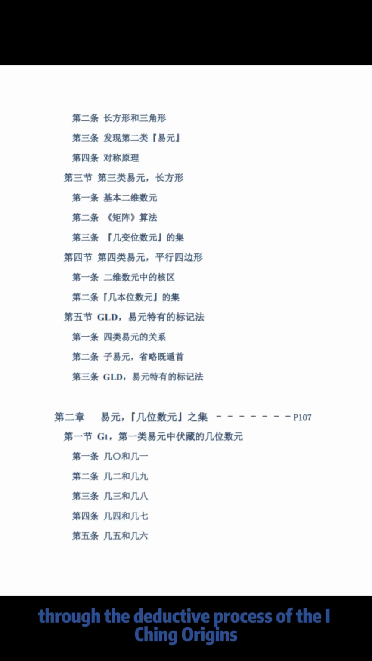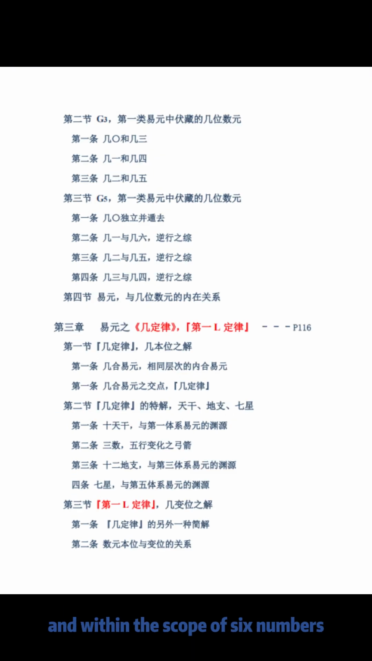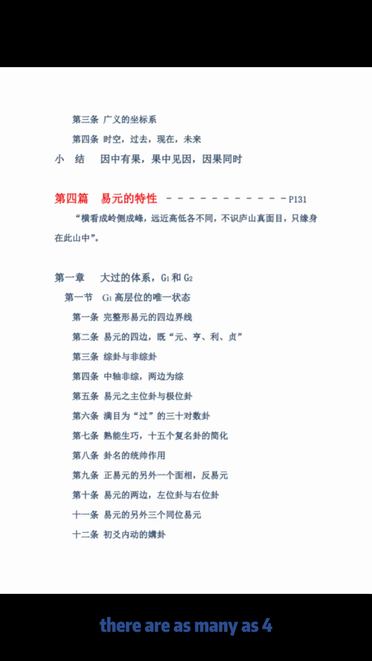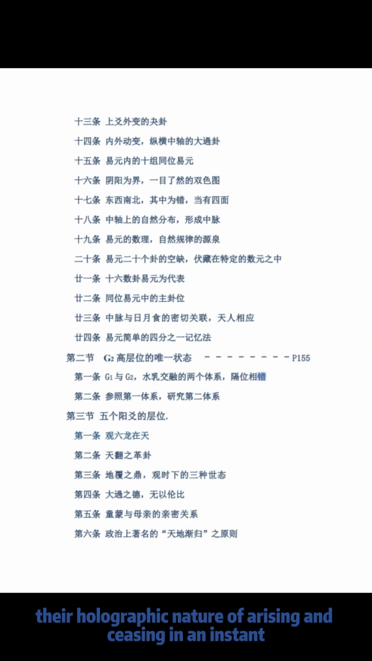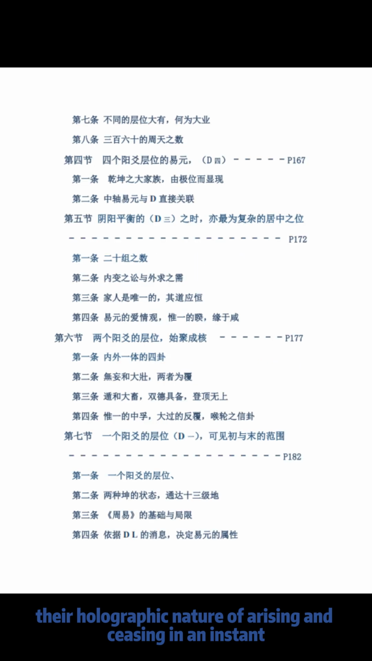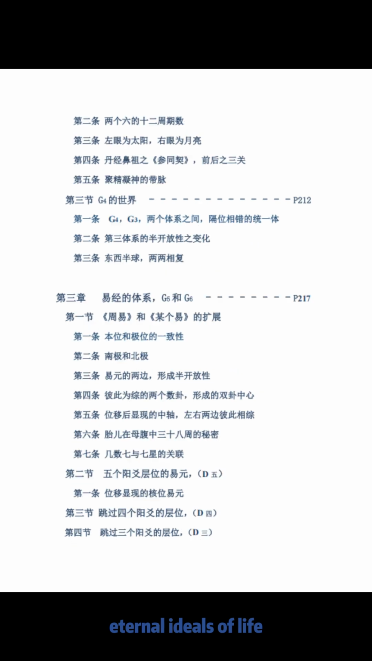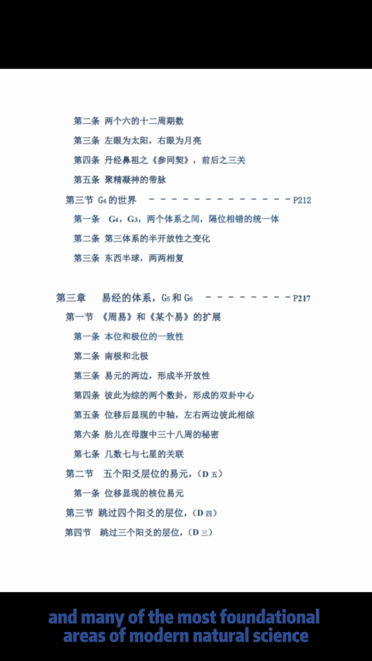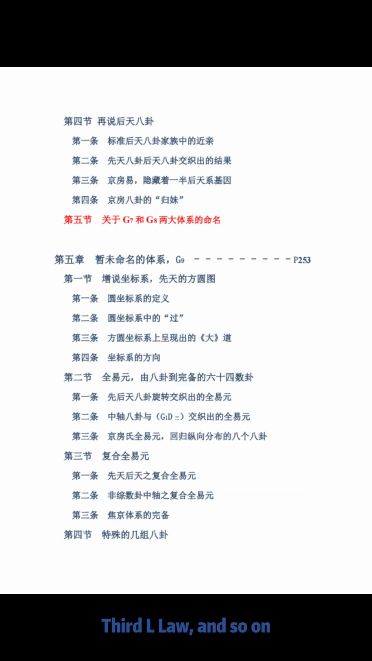Gradually, through the deductive process of the I Ching origins, it becomes clear that each G system forms an independent chapter, and within the scope of 6 numbers, there are as many as 4096 forms of the I Ching origins. This book focuses on introducing 9 major categories of G systems, their holographic nature of arising and ceasing in an instant, as well as practical research and applications. These can be broadly extended into ancient I Ching fixed patterns, eternal ideals of life, and many of the most foundational areas of modern natural science. At the same time, I have been fortunate enough to discover the important first L law, second L law, third L law, and so on.